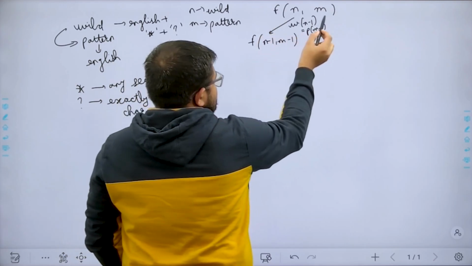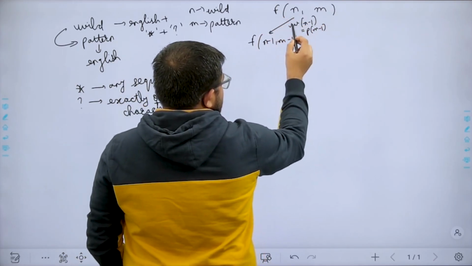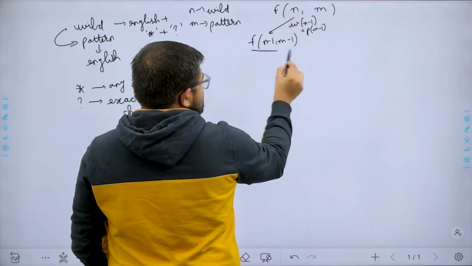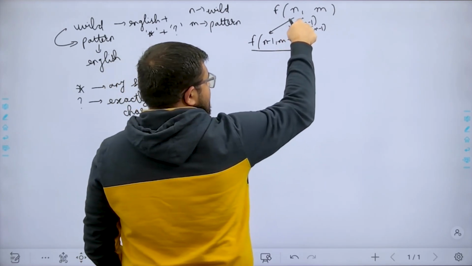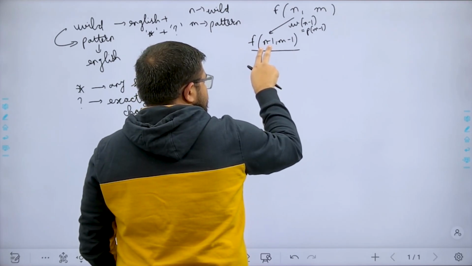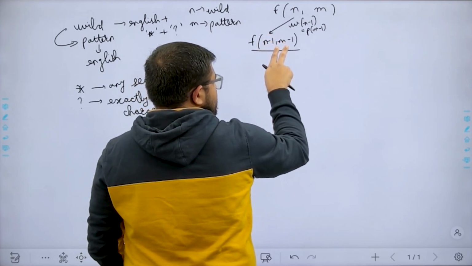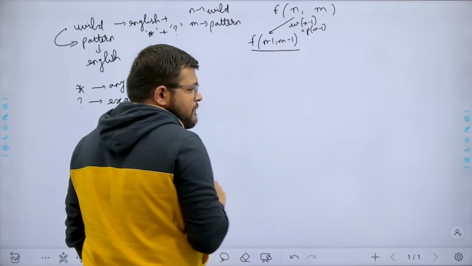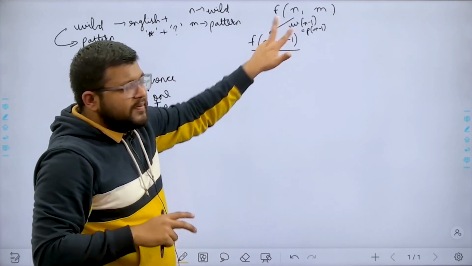So this function shall return me true if this is true and if this function returns true. So the last character matches, as well as the first n-1 length prefix of the wild string can generate the first m-1 length prefix of the pattern string. This is when both of them are the same.